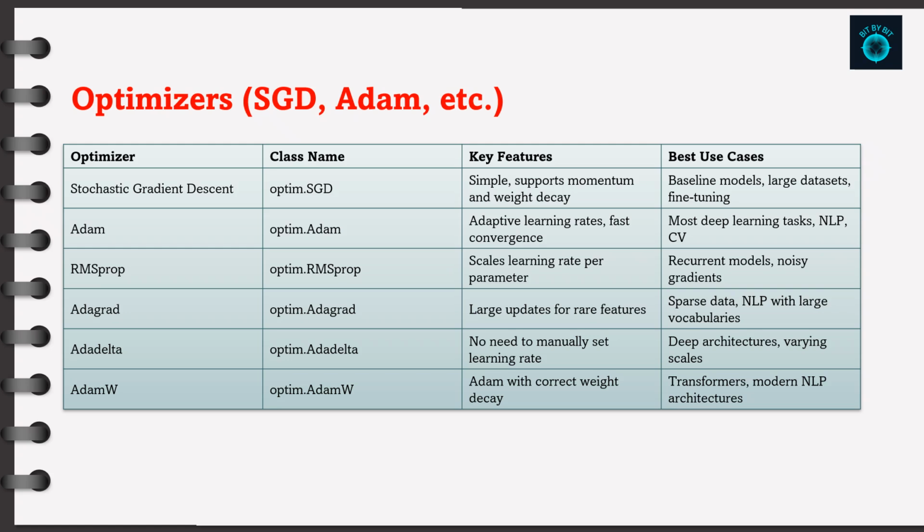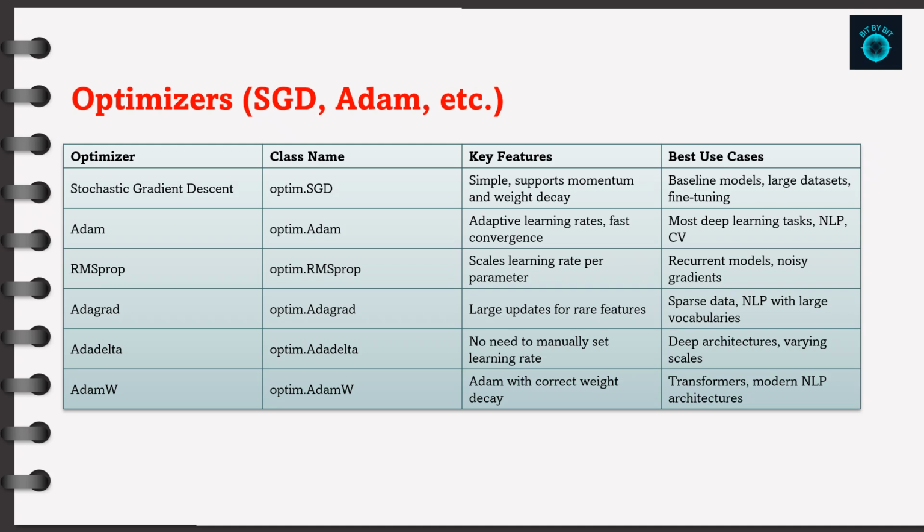Adam is one of the most popular optimizers. It uses adaptive learning rates and converges quickly. It's a great default choice for most deep learning tasks, including image and text applications. RMSprop adjusts the learning rate for each parameter individually, based on recent gradient magnitudes. It works well with recurrent models and when the gradients are noisy or unstable.